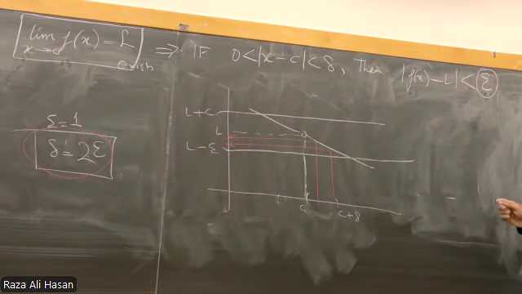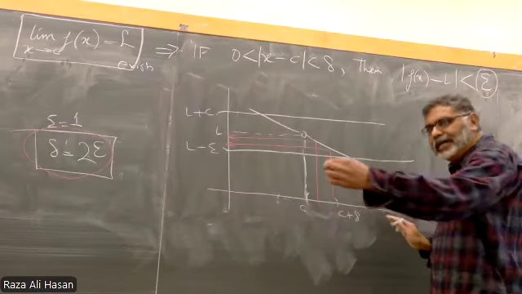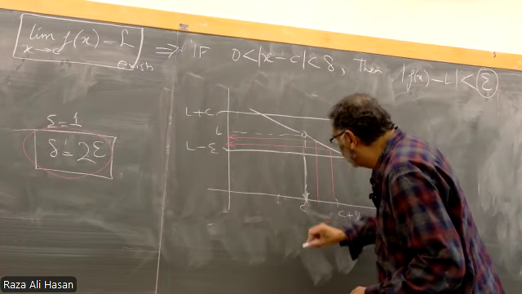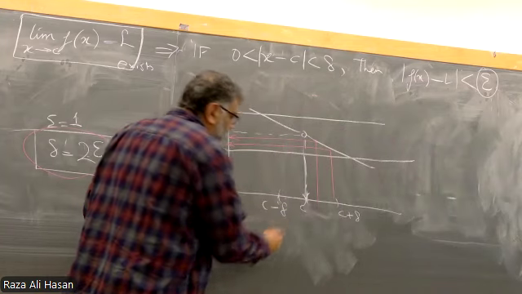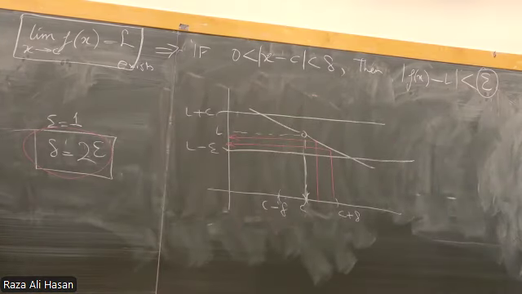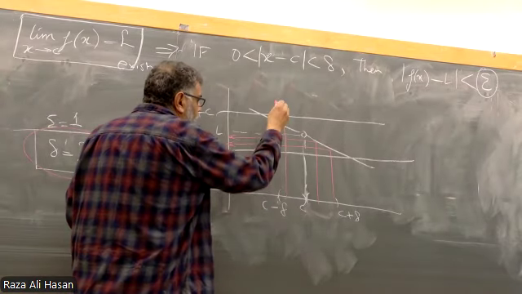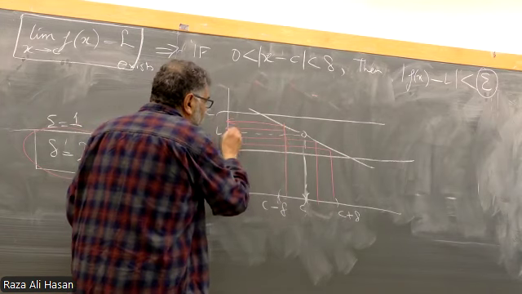And then the same thing will work for the left-hand limit. And so then this would be right here, C and then C minus. Okay, and then all of these guys, yes, do hit and fall within this distance.